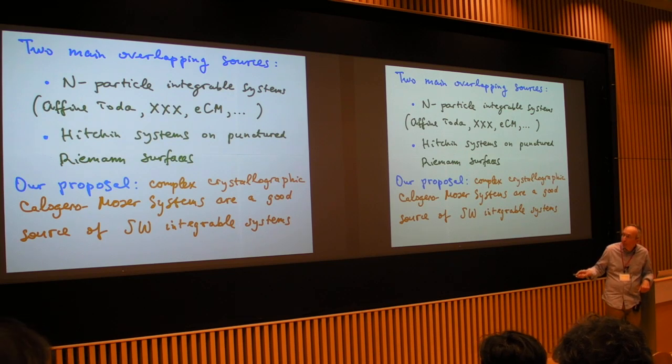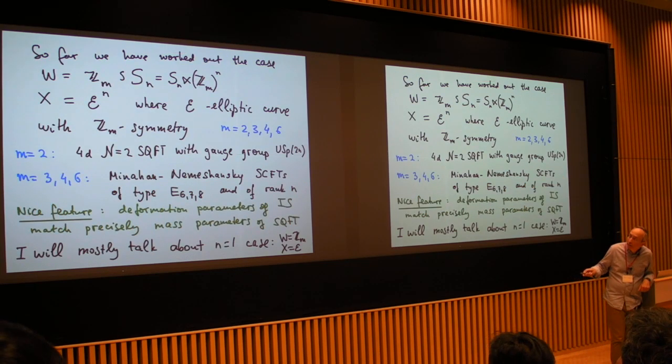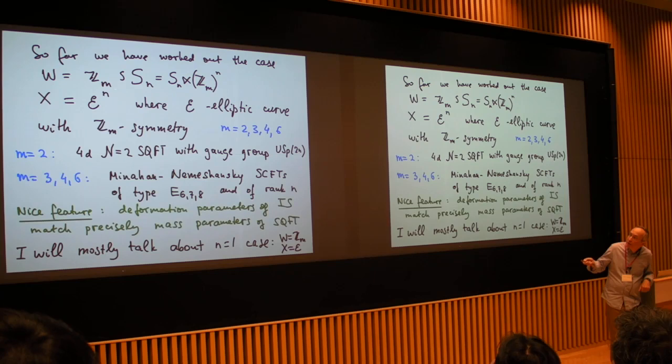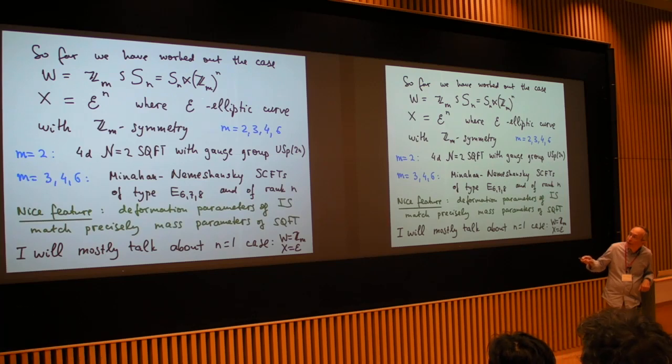Okay, so so far we identify, for the case of groups of that kind, the wreath product of the symmetric group with the roots of unity. So the underlying space, the manifold X I talked about before, is just the nth power of an elliptic curve on which you need the Z_m to act.